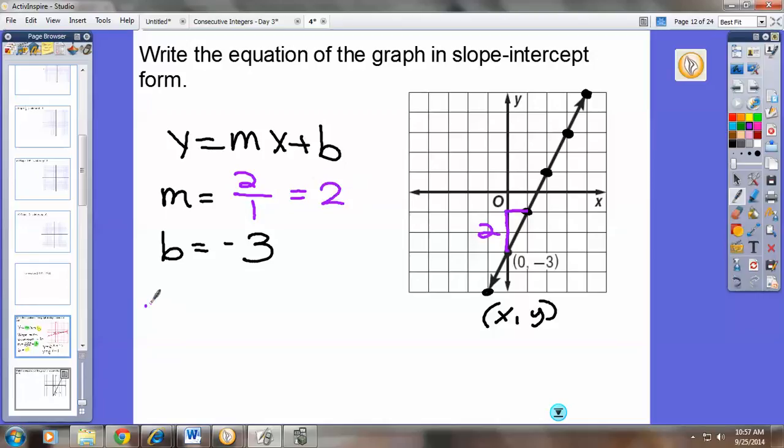So again, we're going to write our equation. Our y-intercept of -3 is going to go in for b. And our slope of 2 is going to go in for m. So let's go ahead and substitute into our equation down there. y equals 2x minus 3. Are you guys okay with the minus 3 there? Yeah. Basically the same thing. Okay.